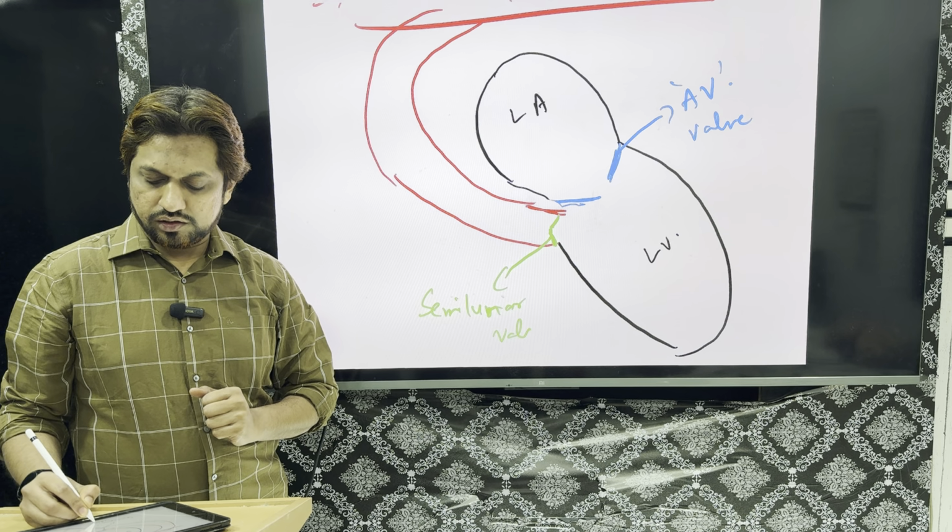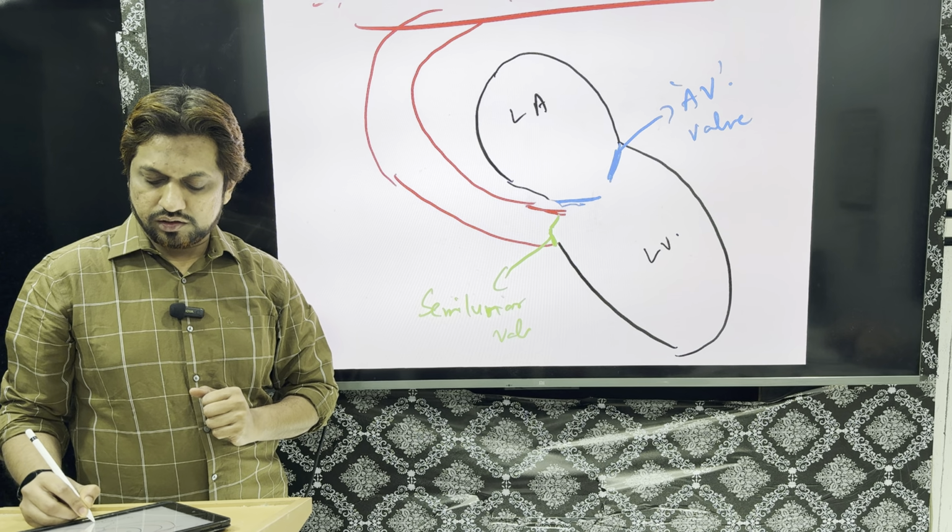So the next phase, the fourth phase, is the slow ejection period, or slow ejection phase, which is around 0.15 second. The total duration of systole is 0.3 second. Out of that, 0.05 second is the isovolumetric contraction period, then 0.1 second is the rapid ejection period, and 0.15 second is the slow ejection period.